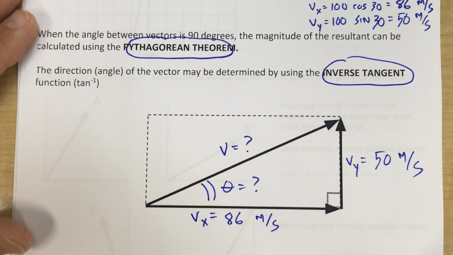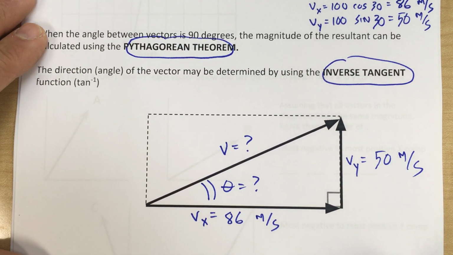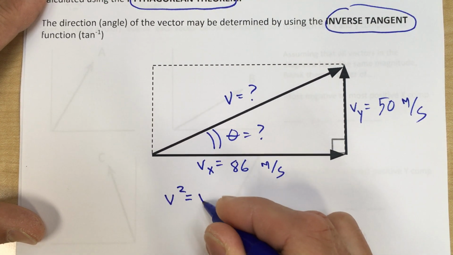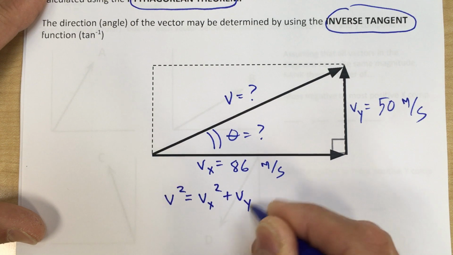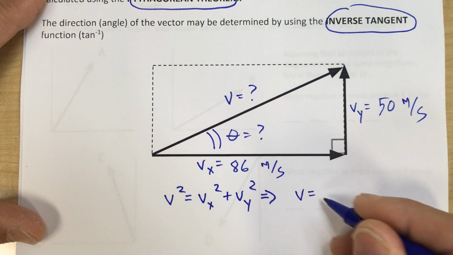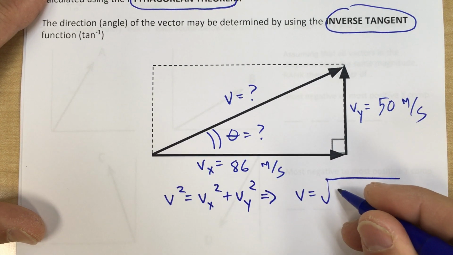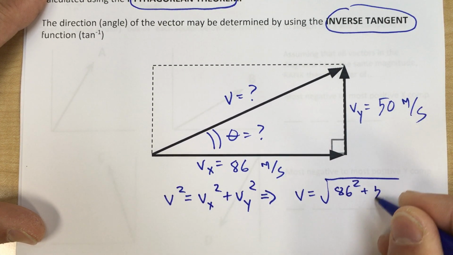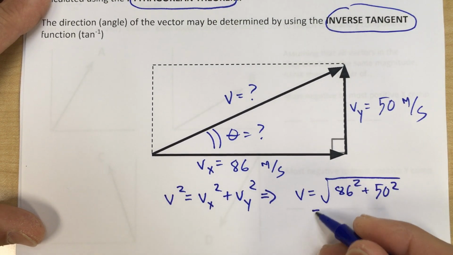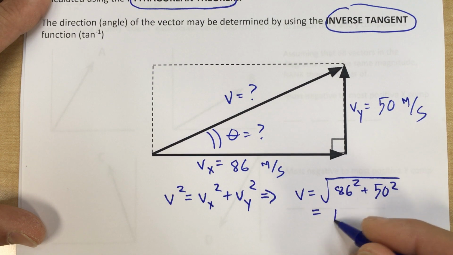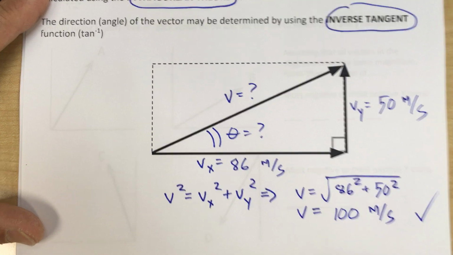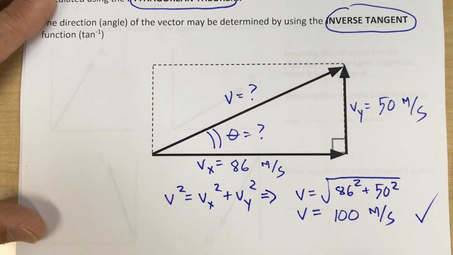I'm assuming you guys know this already, but really quickly, let's just apply this. So by the Pythagorean theorem, I would say that v squared equals vx squared plus vy squared. So that means that v is equal to the square root of 86 squared plus 50 squared. And if you do that on your calculator, you'll find that that's going to be 100 meters per second. So that's the Pythagorean theorem.